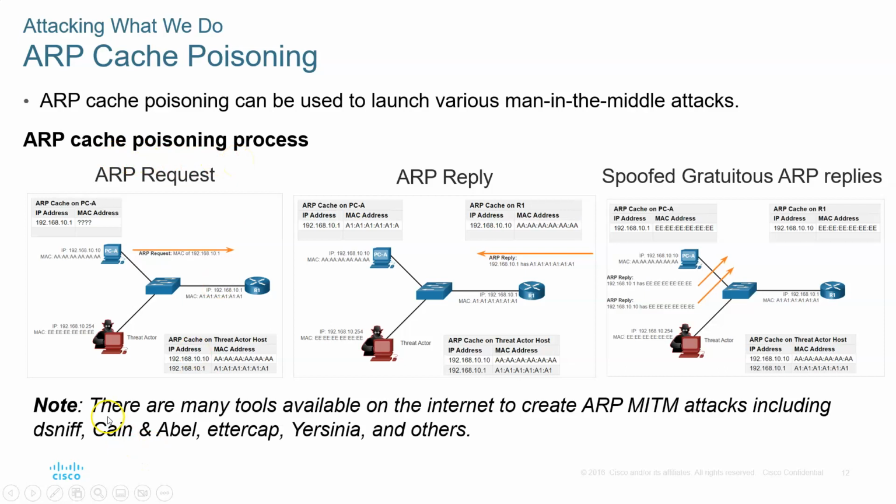Okay? And look, please write this down. These are the different types of utilities that you can use to create this type of attack: DSniff, Cain and Abel, ARP, Ettercap, and a whole bunch of others. You can use these and practice them in Kali Linux.